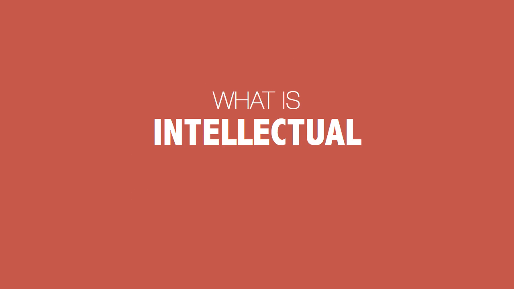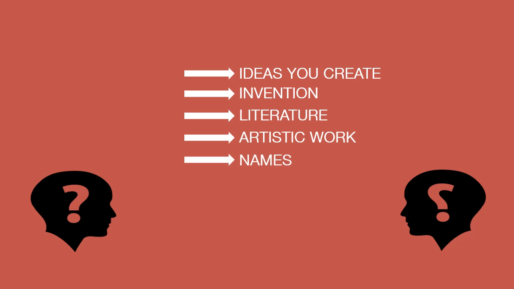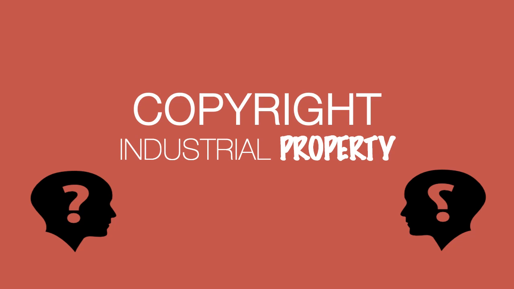So what is intellectual property? Intellectual property is defined as the property of your mind or proprietary knowledge. Basically, the productive, new ideas you create. It can be an invention, literary and artistic works, names and images. These inventions or creations can be separated into two main categories, those being industrial property and copyright.